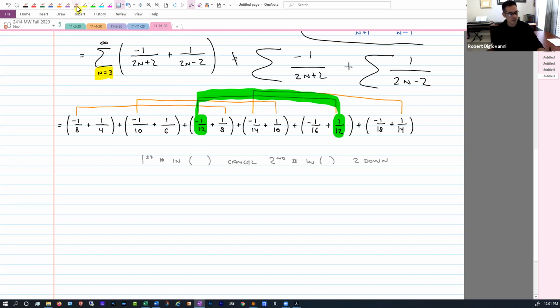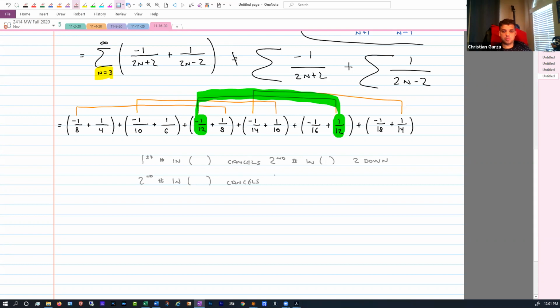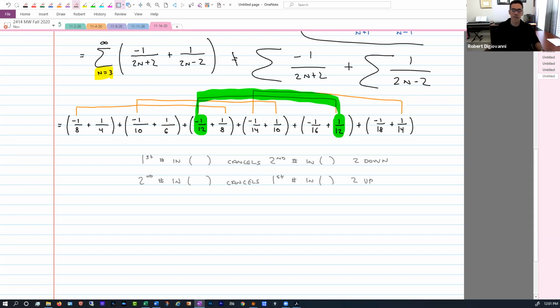Let me see, can somebody else give me that same sort of statement, but the other direction? If I force you to say the second number in a parentheses cancels, who wants to tell me how to finish this? Cancels with the first number in parentheses 2 up. Yep, 2 up, right?